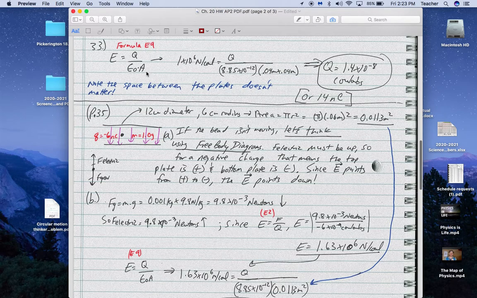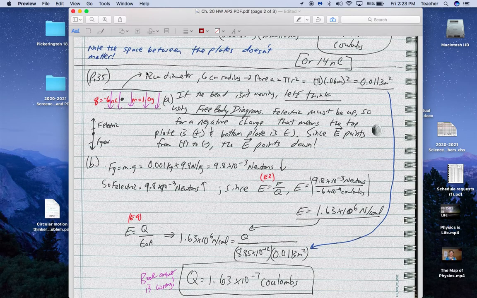For problem 35, what we have here is, it says again it's a parallel plate capacitor. It's constructed of 2 horizontal 12 centimeter diameter circular plates. A 1 gram plastic bead with a charge of negative 6 nanocoulombs is suspended between the two plates with a force of electric field between them. So which plate, upper or lower, is positively charged?